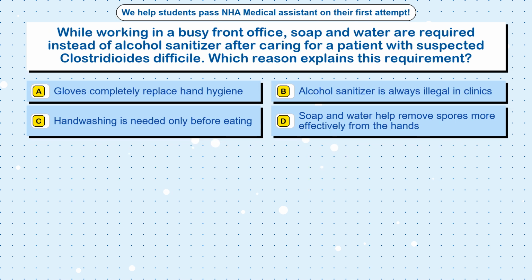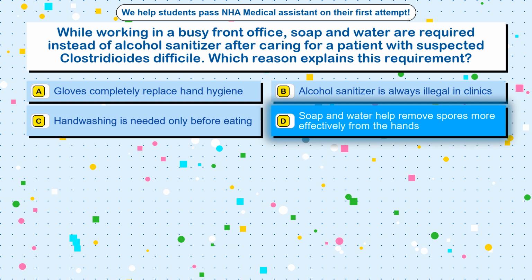Question 69. While working in a busy front office, soap and water are required instead of alcohol sanitizer after caring for a patient with suspected Clostridioides difficile. Which reason explains this requirement? Option A, gloves completely replace hand hygiene. Option B, alcohol sanitizer is always illegal in clinics. Option C, hand washing is needed only before eating. Option D, soap and water help remove spores more effectively from the hands.